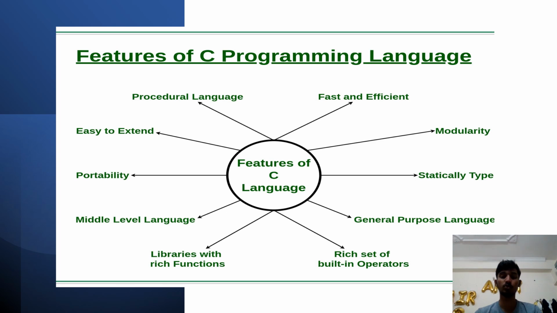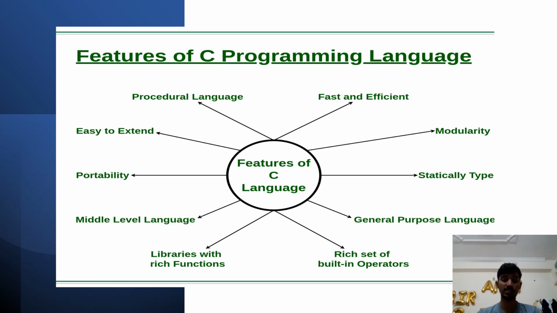Features of C programming language. C programming language is a procedural language. It is fast and efficient. It is a modular language, statically typed, general purpose language, with a rich set of built-in operators and libraries with rich functions which can actually make the code we are writing very easy and very simple to understand too.